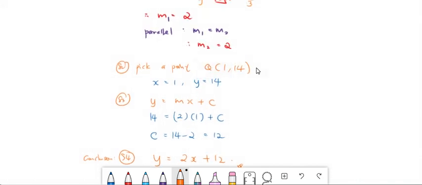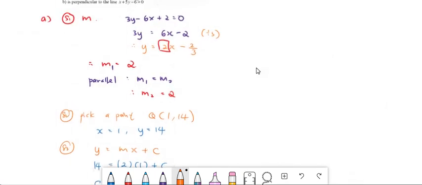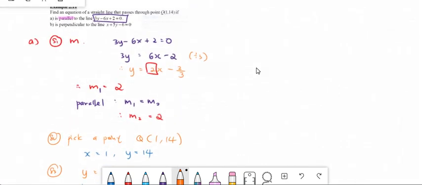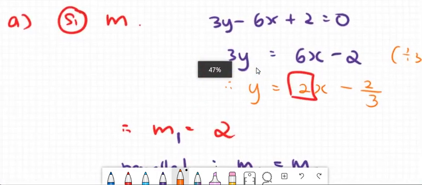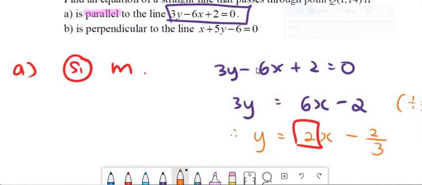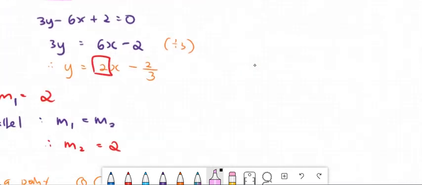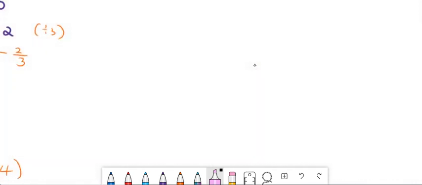So far okay? Now let us look into the second example. The next question is set perpendicular to the line, and again it passes through Q, 1 and 14 also. So just continue. Just write it here.